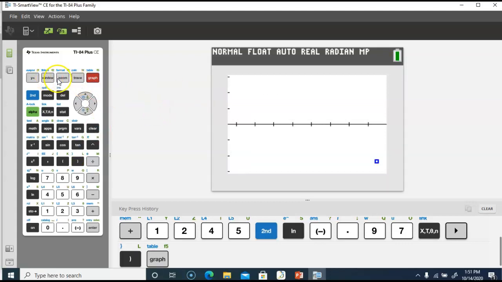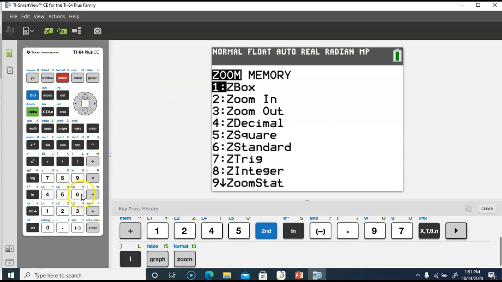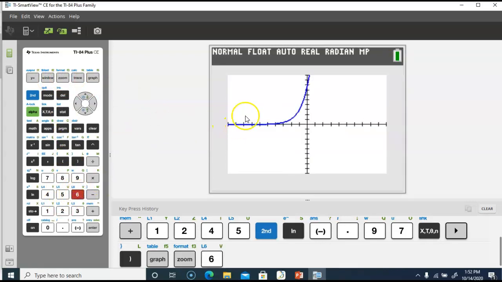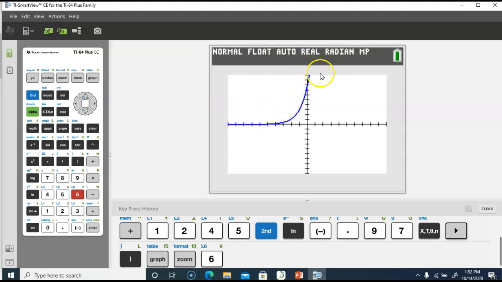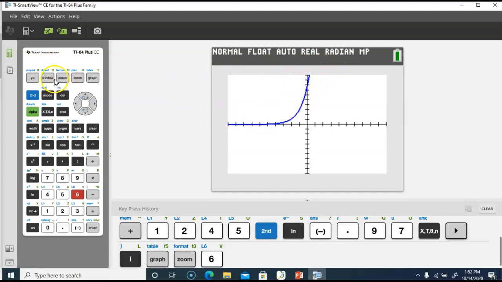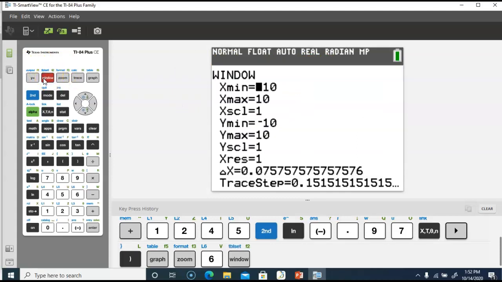And my window is not set for standard, so I'm going to go and do standard. Okay, when I look at this, I can just see the growth part. I can't see the leveling off. And if you remember yesterday or in the last class, we talked about COVID and how the New York model had leveled off. So we're kind of looking for that leveling off here, and we obviously don't see that. So what I'm going to do is I'm going to go in and I'm going to adjust the window.